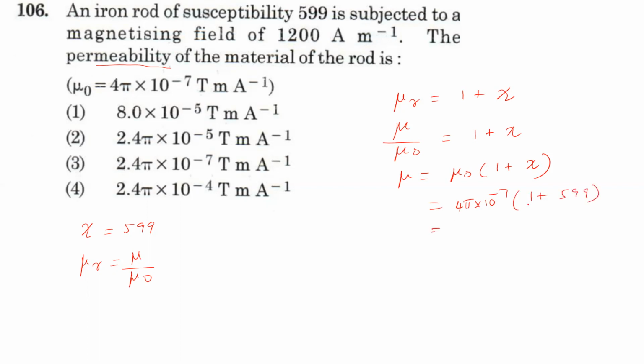Now, 1 plus 599 is 600. So 4 into 600 into pi into 10 power minus 7. Now 4 into 6 is 24. 24 into 100 and 10 power minus 7, if we cancel, we get 10 power minus 5. Here, if we write 24 as 2.4 into 10, then 2.4 into pi into 10 into 10 power minus 5 is 10 power minus 4. So for the 106th question, the fourth option is correct.